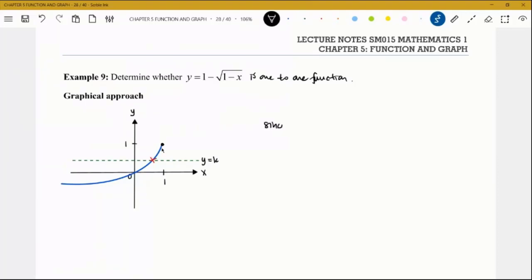So we can see we cross, ataupun cuts, the graph at one point. So since y equal to k cuts the graph at one point, so your y equal to 1 minus square root 1 minus x is a one-to-one function. Okay, that one is for the graphical method.